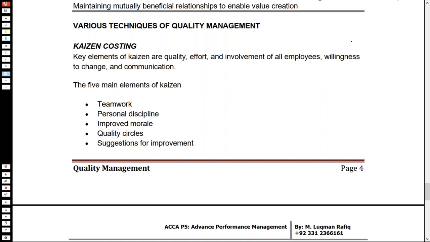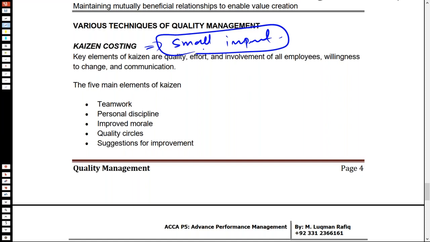Let's try to understand. The concept of Kaizen actually means a small improvement. Now, what exactly do you mean by Kaizen being a small improvement? Let's try to have an understanding.